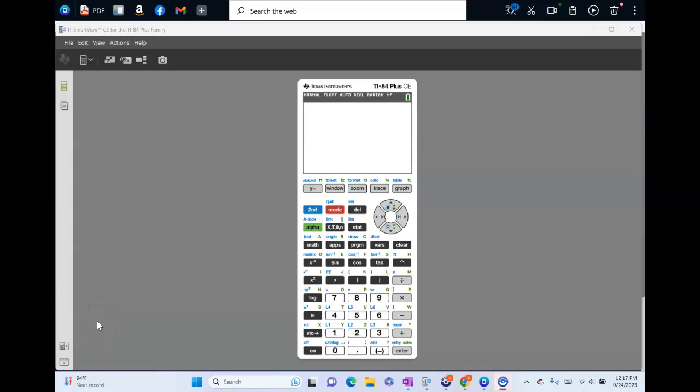Hello everyone. So today I'm going to be showing you how to adjust the windows on your calculator. Sometimes when you're graphing equations and you go look at the graph, you notice that you have to fix your window so that you can get a better look at your graph. For example, let's say you are trying to graph the quadratic equation y equals x squared plus 15.